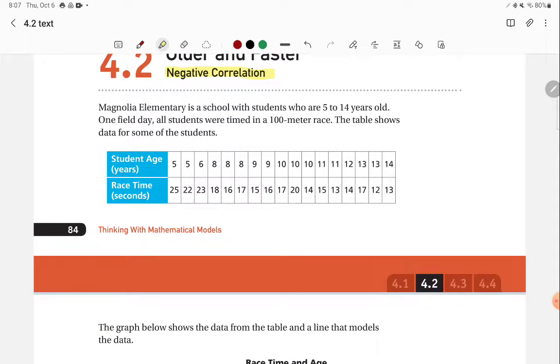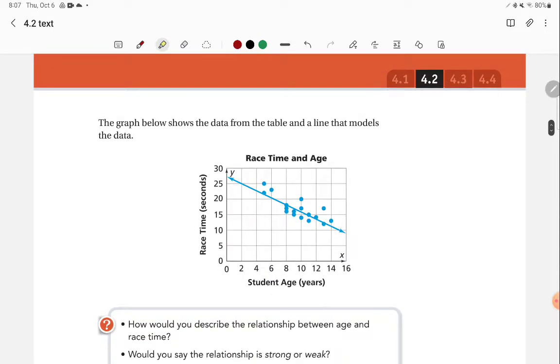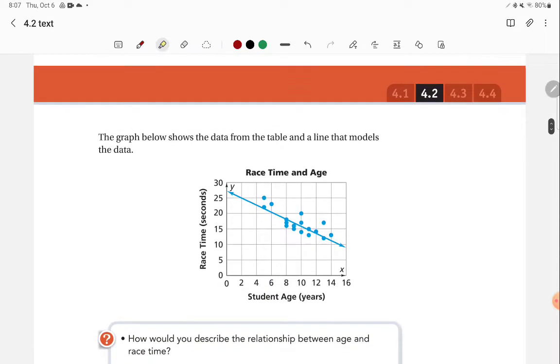So first of all, our story for 4.2 is Magnolia Elementary is a school with students who are 5 to 14 years old. On field day, all students were timed in a 100-meter race. The table shows the data for some of the students. So here you have the student's age and then the race times. The graph below shows the data from the table and the line that it models.